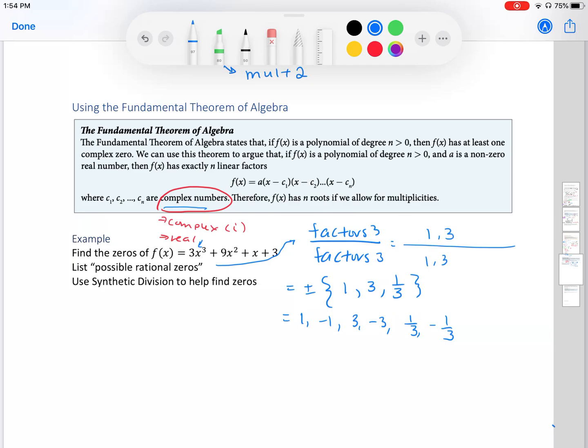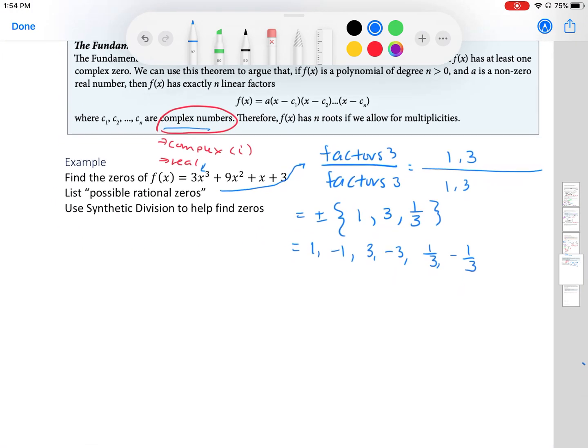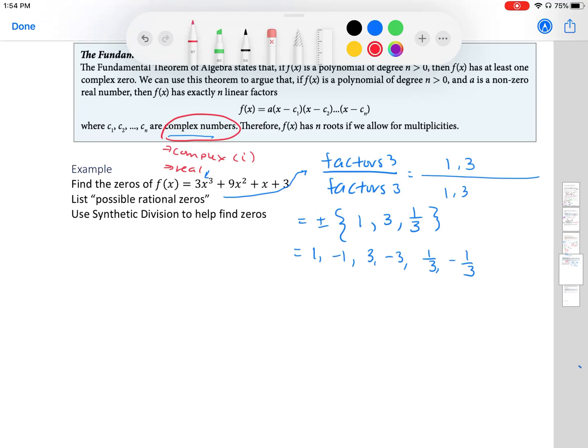Okay, let's go ahead and use synthetic division to find the zeros. So what we do is we kind of blindly test each one. Now for the sake of not making this video too long, the first one that works is -3. If you're doing these problems, I encourage you to look in the back of the book and see where to start off. So -3 works.